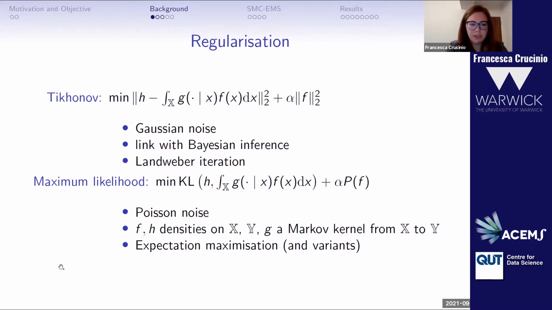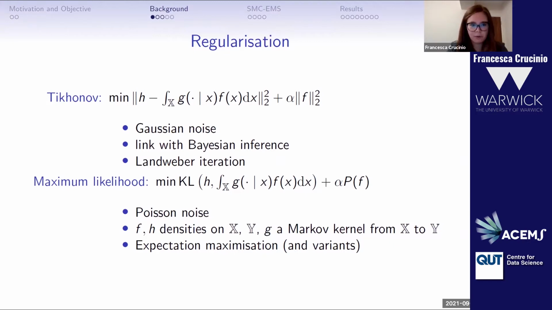The other option, and the one that I will focus on in this talk, is maximum likelihood. So instead of minimizing the L2 norm, we minimize the Kullback-Leibler divergence between the two sides of the equation. And then we can add a penalization term over here, very much in the same way in which we had a penalization term in the Tikhonov regularization. This particular choice corresponds to Poisson noise, and that's the type of noise that is very common in the image processing field, because images can be seen as emissions of photons. So the intensity of the pixel is basically a Poisson count.